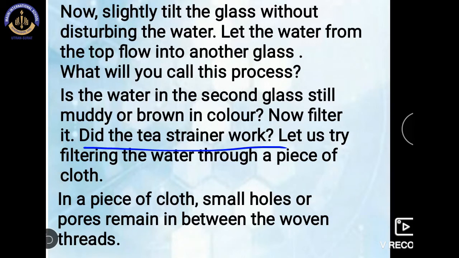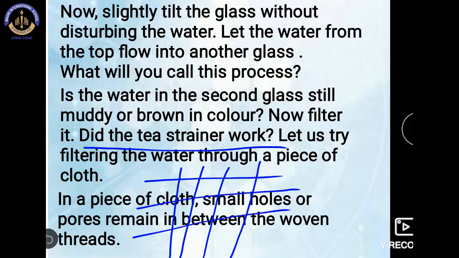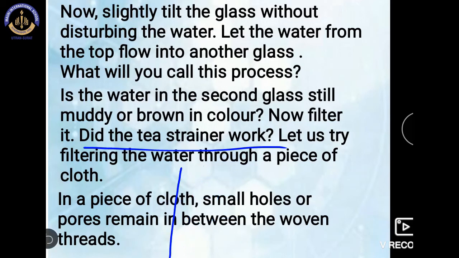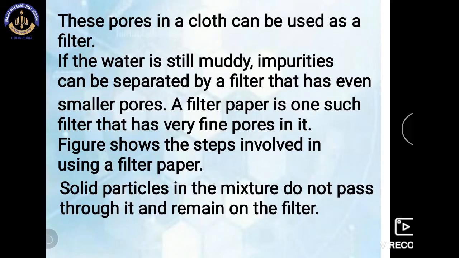So let us try filtering the water through a piece of cloth. A piece of cloth has small holes or pores between the woven threads. Cotton cloth is made by the weaving process, and between the threads there are small holes or pores. By these pores, impurities will remain on the piece of cloth. So by using a piece of cloth, we can separate small-sized particles from the water. So a cloth can be used as a filter.